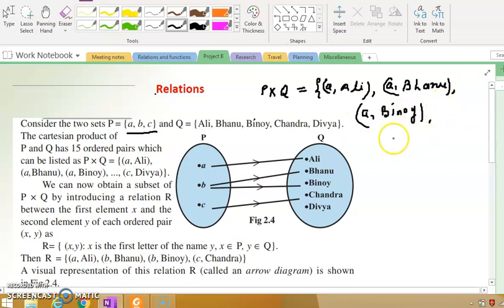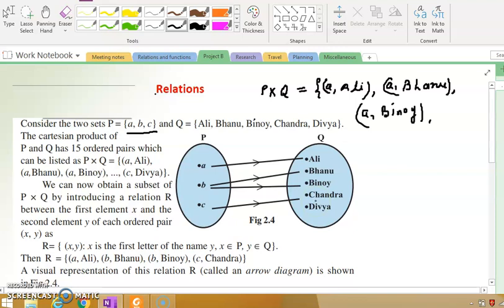Then it's the turn of B. You have to start with B: B comma Ali, B comma Bhanu, B comma Binoy, B comma Chandra, B comma Divya. Then you start with C: C comma Ali, C comma Bhanu, Binoy, Chandra and Divya. So these all are the ordered pairs, and you can say they are the Cartesian product of P and Q.